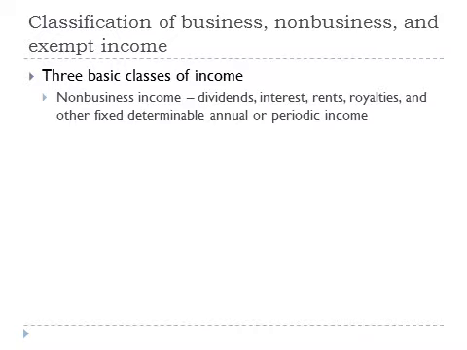Non-business income is usually limited to dividends, interest, rents, and royalties. However, we can also classify certain other fixed, determinable annual or periodic income as non-business. Non-business income is taxed in the United States at a flat 30% rate, unless a tax treaty applies, and no deductions against this income are allowed in calculating this tax.